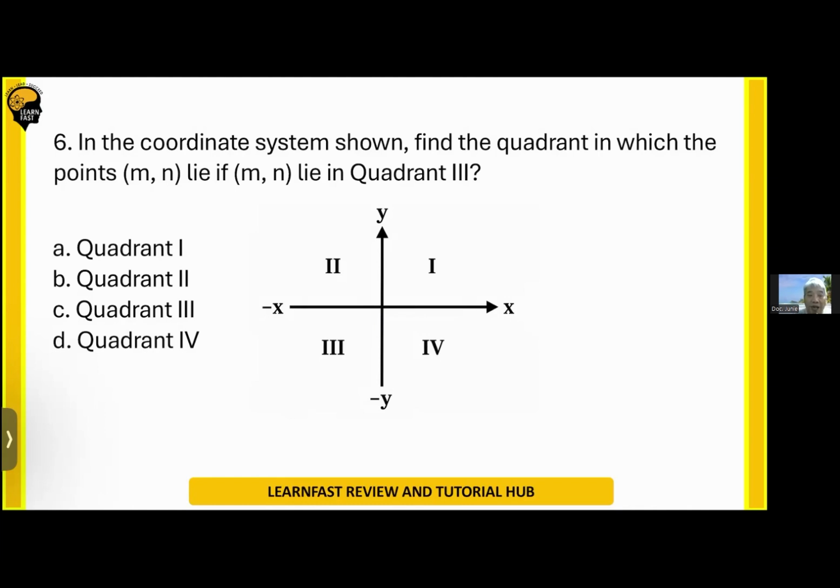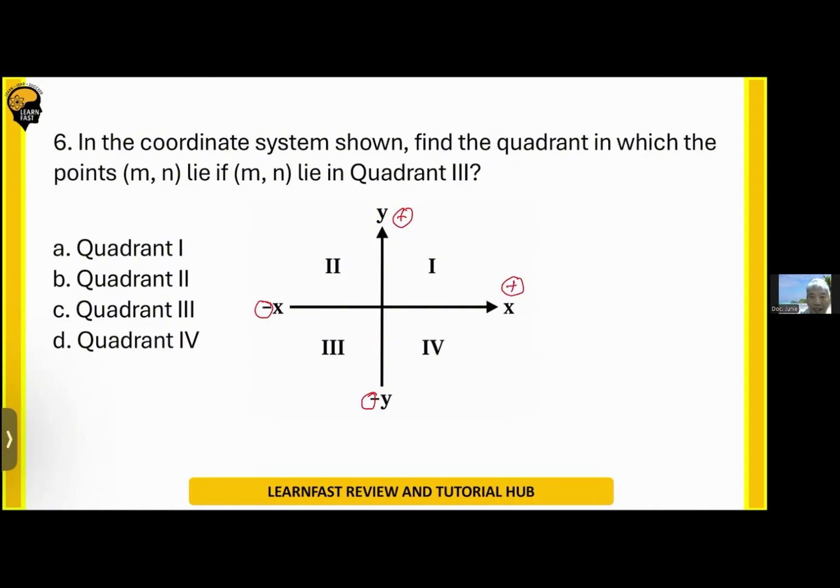Before we answer number 6, let me recall something about the X and Y coordinate system. Note that the x-axis proceeds going to the right and going to the left. As you move to the right, it is positive; when you move to the left, it's negative. On the other hand, for the y-axis, going up is positive and going down is negative. Let's now read the question: in the coordinate system shown, find the quadrant in which the points M and N lie.